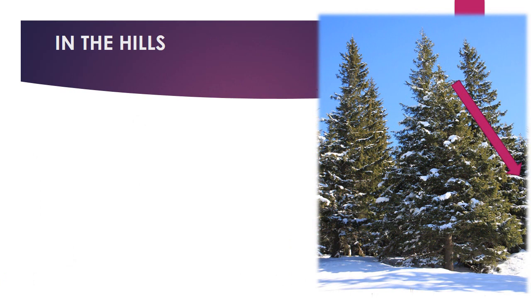In the hilly areas, we see various kinds of adaptations. The trees are tall and straight. Now, why are trees tall and straight in the hilly areas? As you know, the hilly areas face very heavy snowfall and strong winds. Hence, the trees in these areas are generally tall and straight to reduce the effect of snowfall and wind.